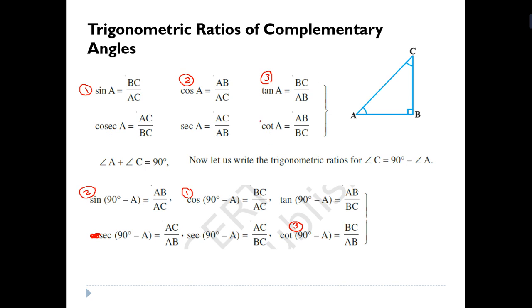First of all we have to check fourth. Here it is clear, fourth: cot A is AB upon BC, and tan 90 minus A is AB upon BC. Now these two we have to check. So sec A is AC upon AB, and sec is AC upon AB. So that is correct.